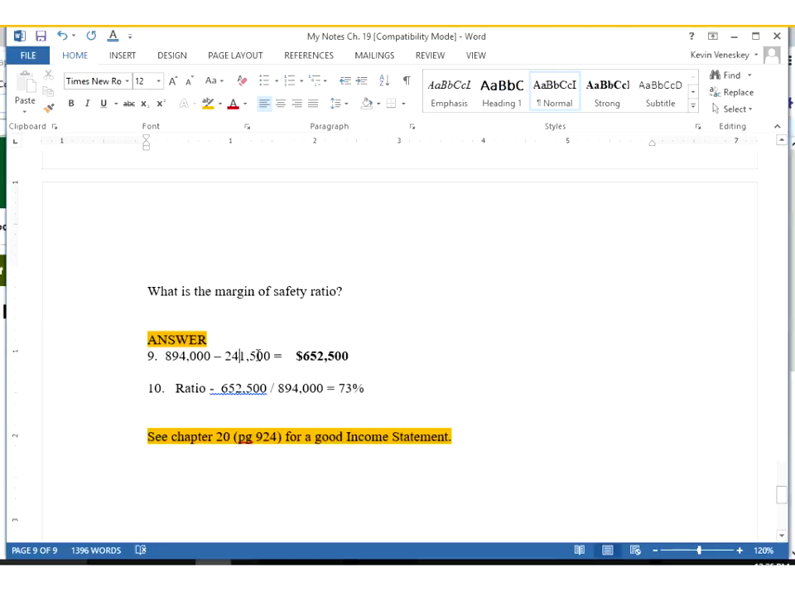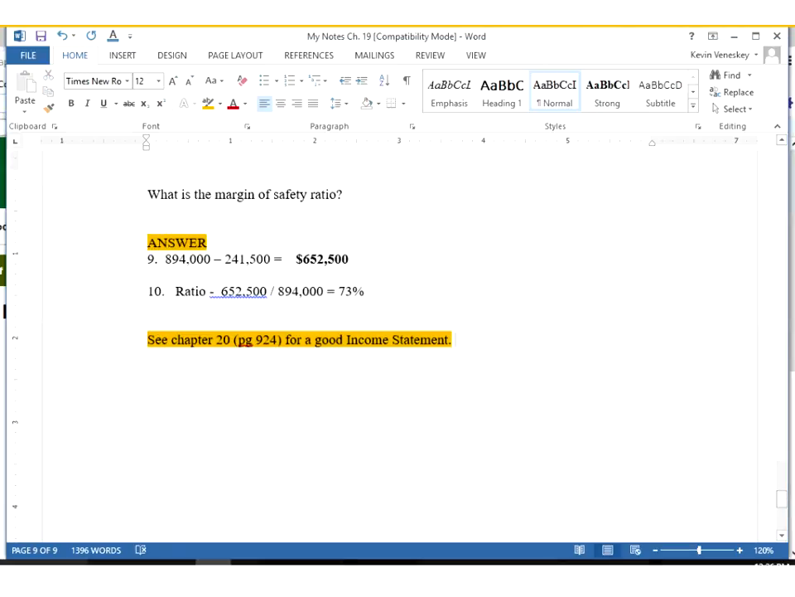so that brought me sales of 894 minus the 241.5 in break-even point. So this was my actual where I want to be minus my break-even point where I have to absolutely be. I have a cushion here of 652,500. That's our margin of safety. And then the margin of safety ratio, simply take what the margin of safety is and divide it by your sales of where you're at or expect to be, 73%. And we'll see how this kind of comes into play in a little bit of our work.